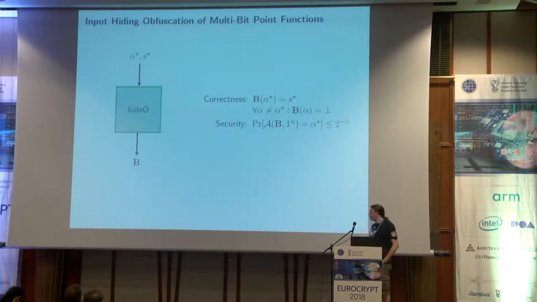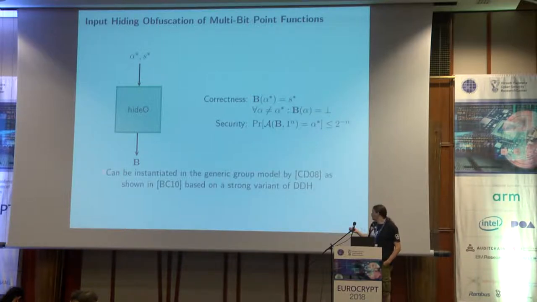And you want that it's secure, meaning that for any polynomial time algorithm, and this is important that it's a polynomial time algorithm, given the obfuscated circuit, the probability of actually outputting the point of the point function is exponentially small. And this can actually be instantiated, at least in the generic group model, by a construction of Canetti and Dakdouk. So it's not a completely unreasonable assumption, and I would argue that's probably a more reasonable assumption than I/O.